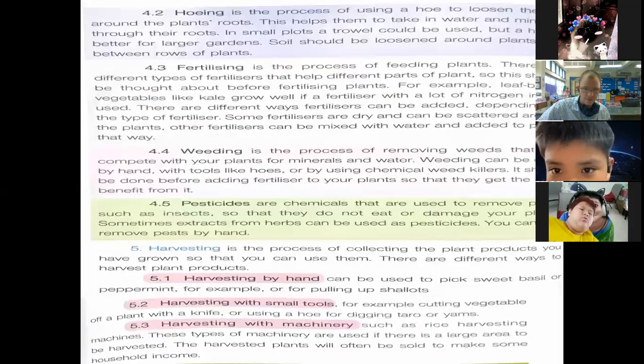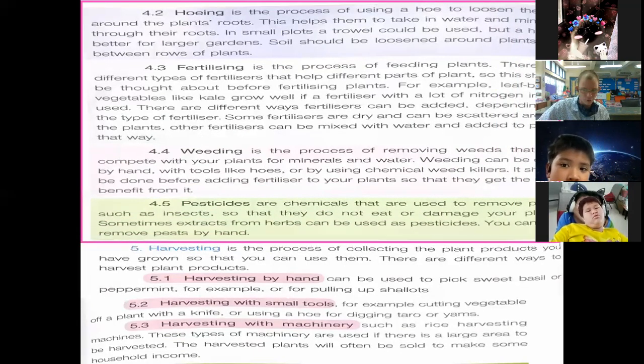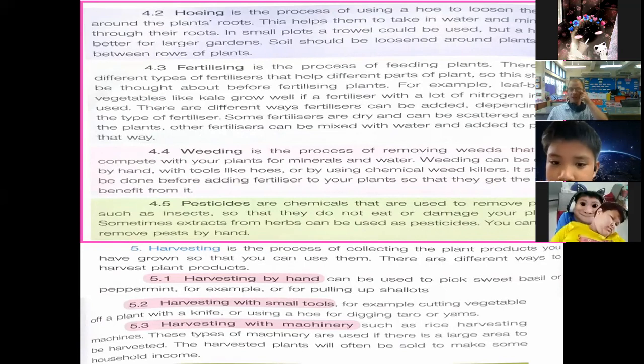So the big part of caring for your plants is over here. But we'll quickly run through it, because I don't want to spend too much time. We have 4 more points. I'll just explain what each means. Number 2 is hoeing. Hoeing is breaking up the soil and mixing it with a tool.